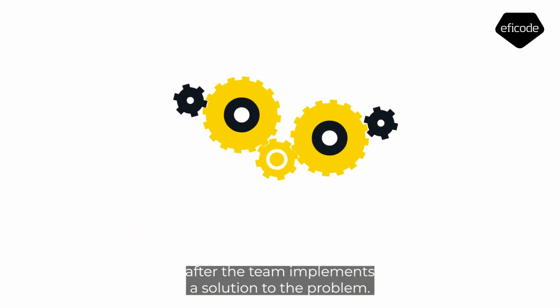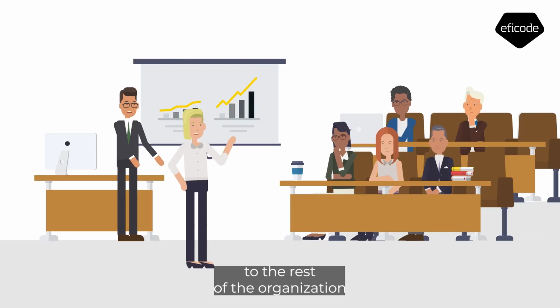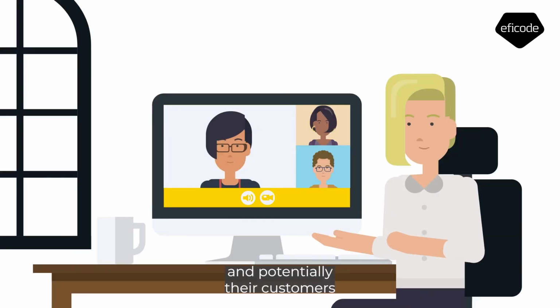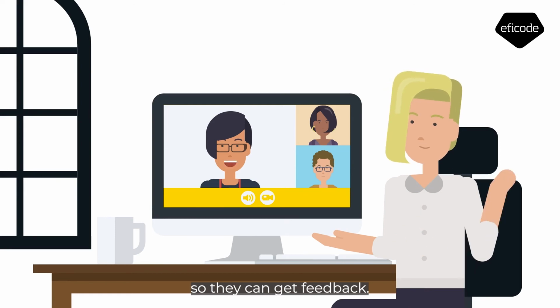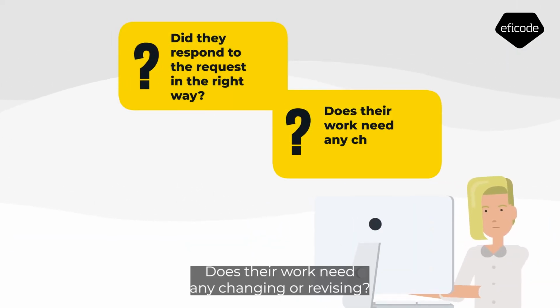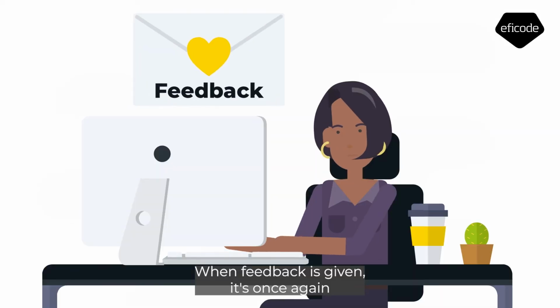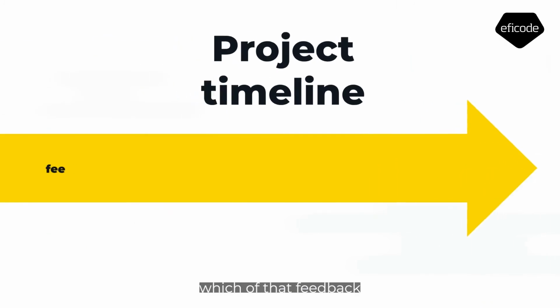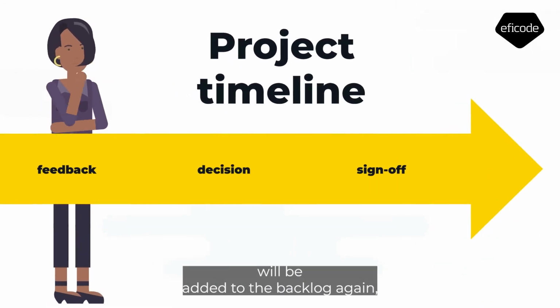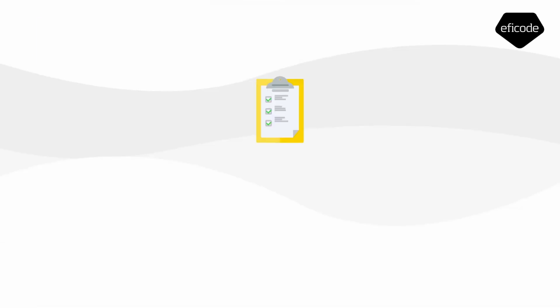After the team implements a solution to the problem, they'll demonstrate their work to the rest of the organization and potentially their customers so they can get feedback. Did they respond to the request in the right way? Does their work need any changing or revising? When feedback is given, it's once again the product owner who decides which of that feedback will be added to the backlog again, or at what stage a product is ready for sign-off.